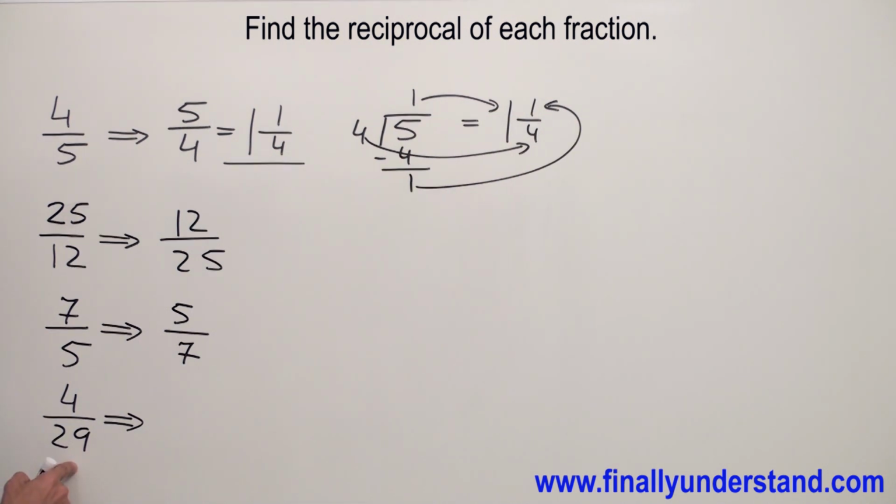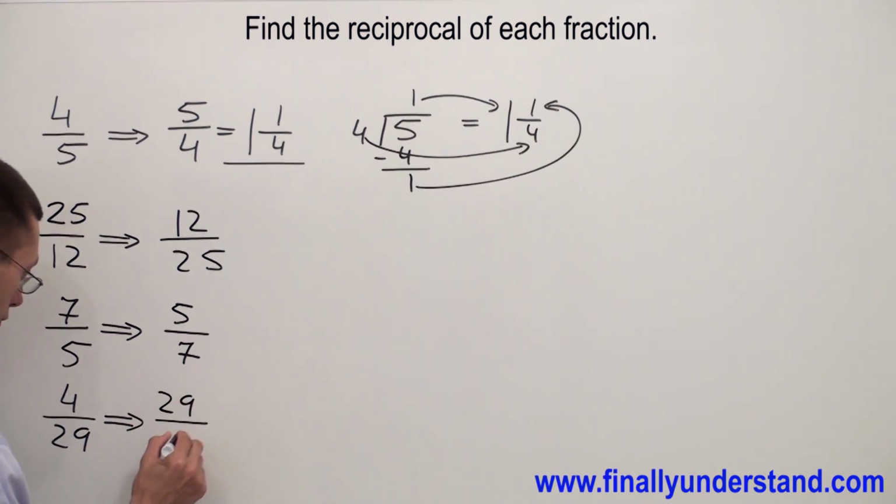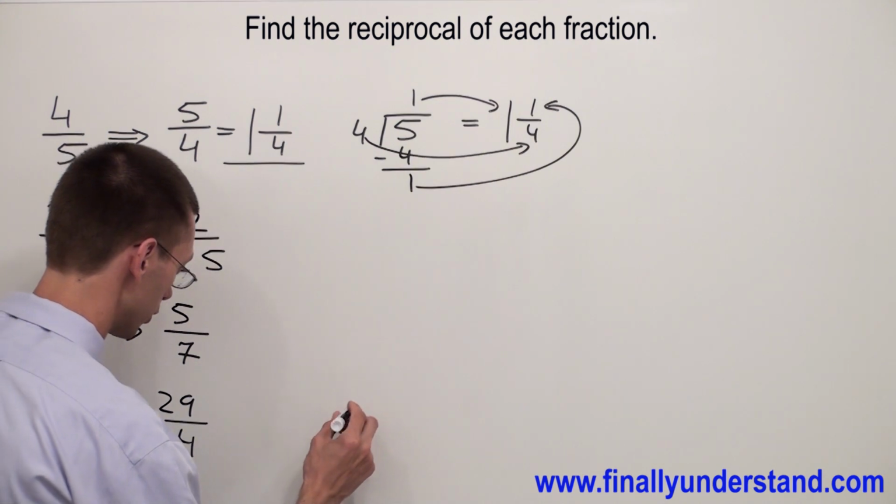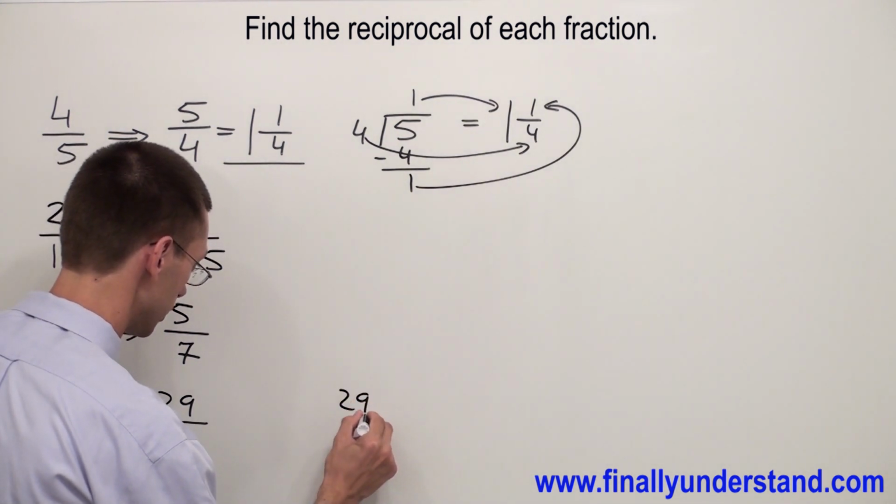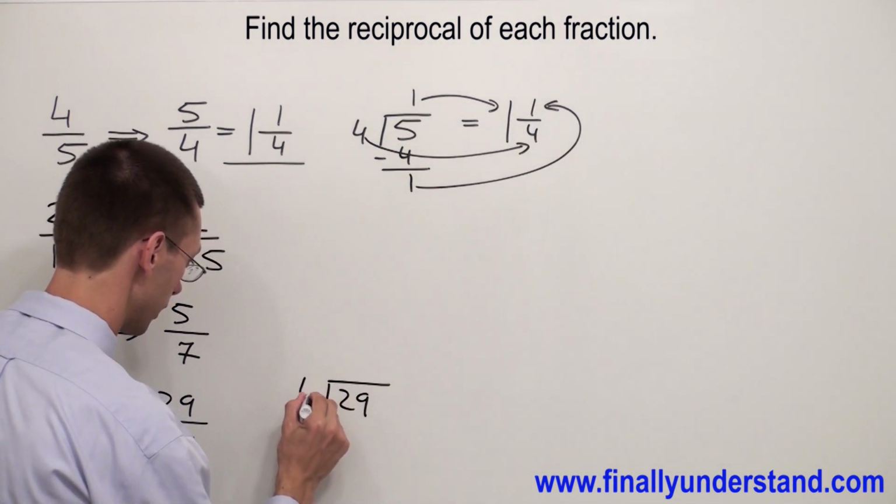Let's check another one. I have to find the reciprocal of 4 over 29, so my answer is going to be 29 over 4. Okay, this is an example of an improper fraction. We said that anytime we have an improper fraction, we want to convert it to a mixed number. So that's why I'm going to divide 29 by 4.